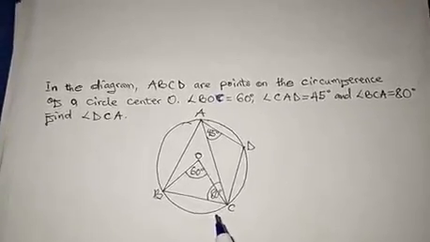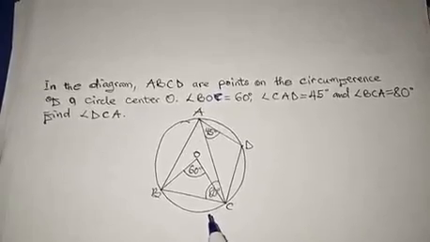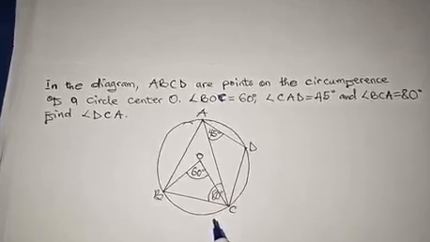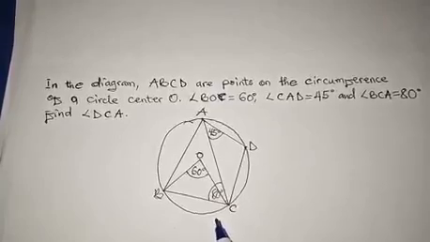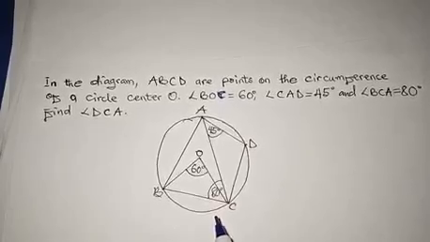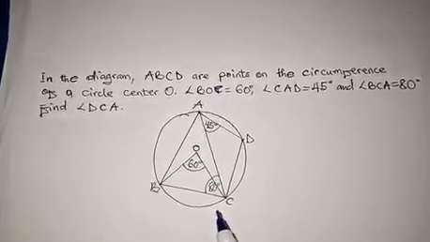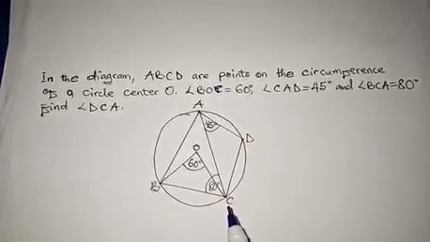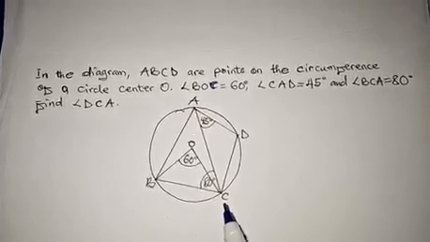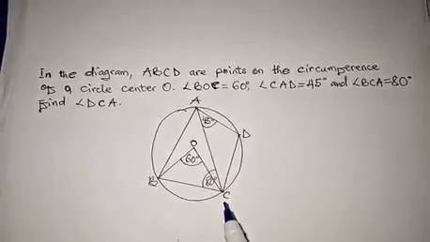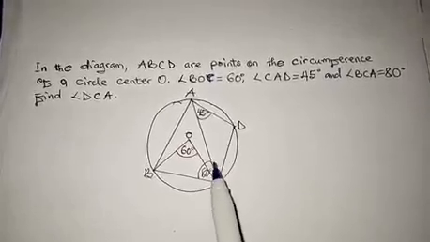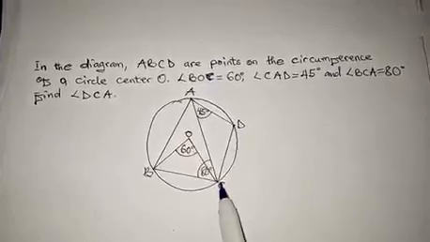So in this question, we have a diagram. A, B, C are points on the circumference of a circle with center O. Angle BOC is equal to 60 degrees. Angle CAD is equal to 45 degrees. And angle BCA is equal to 80 degrees. Find angle DCA. So we are asked to find angle DCA.